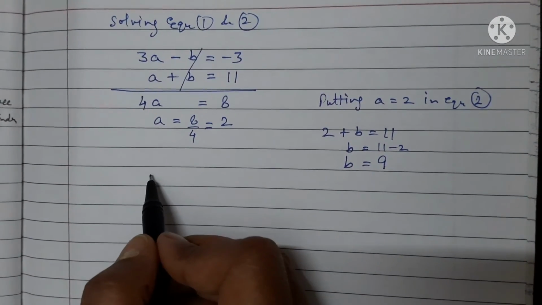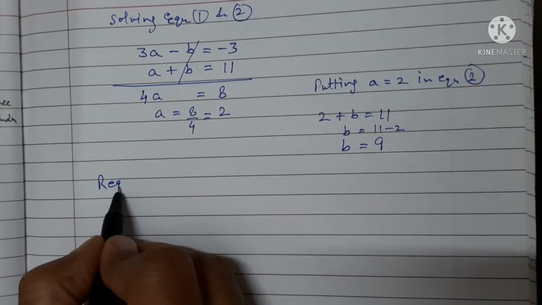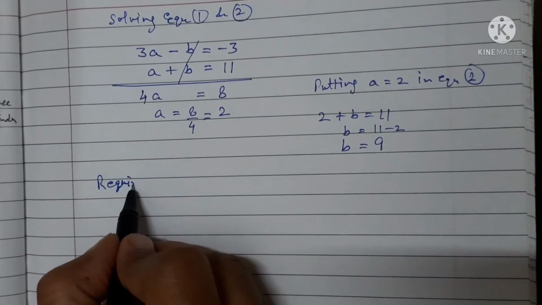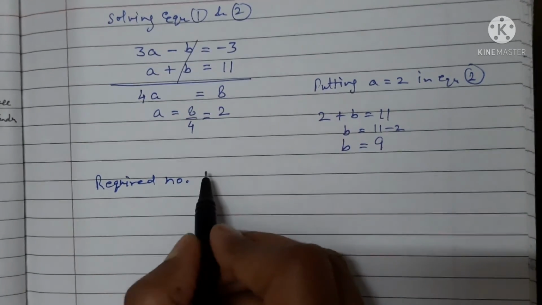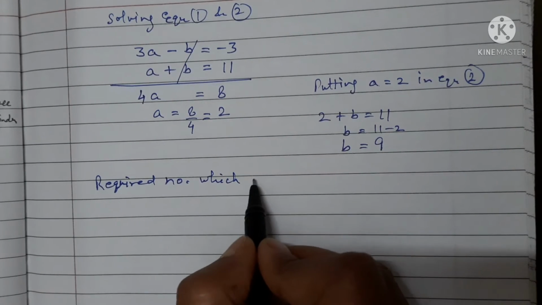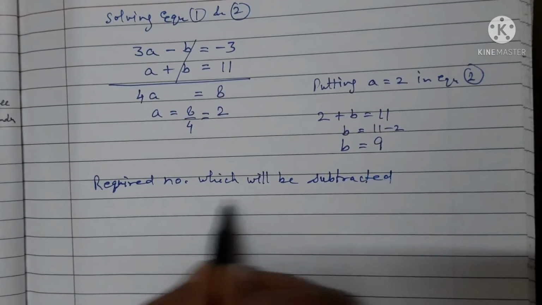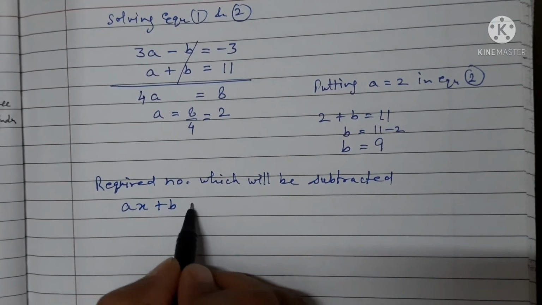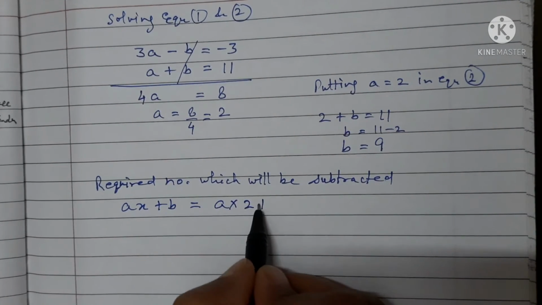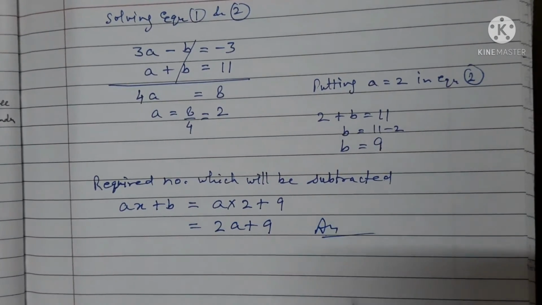Here we have to find out what we have to subtract, ax plus b. So the required number which will be subtracted, ax plus b, is equal to a into 2 plus 9, which is 2a plus 9. Answer.